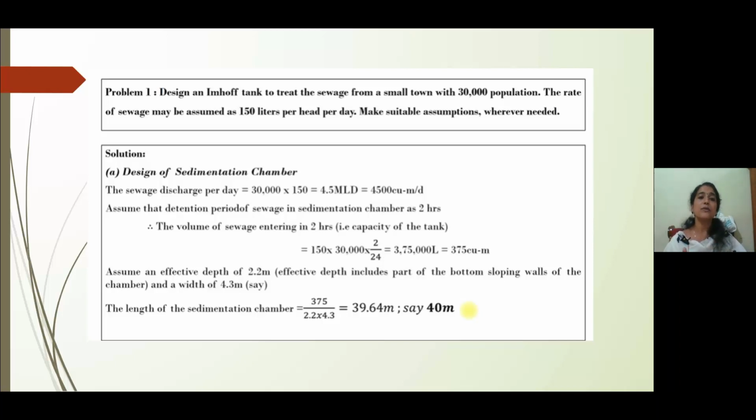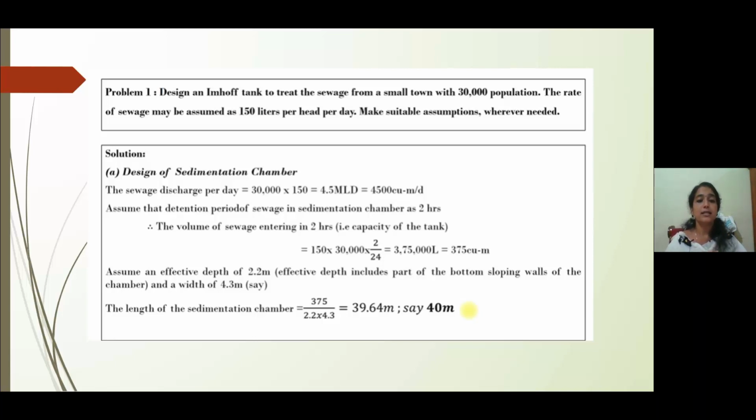In the design of an Imhoff tank, there are three parts: design of the sedimentation chamber, the digestion chamber, then the gas vent. First one is the design of the sedimentation chamber. Then we can calculate the sewage discharge per day. The population is given as 30,000 and the per capita sewage generation is also given, that is 150 liters per head per day. Multiplying these two values, we get the sewage discharge per day, that is 4,500 meter cube per day.